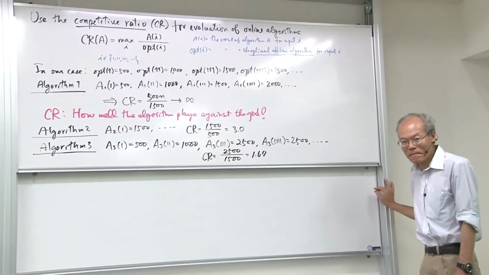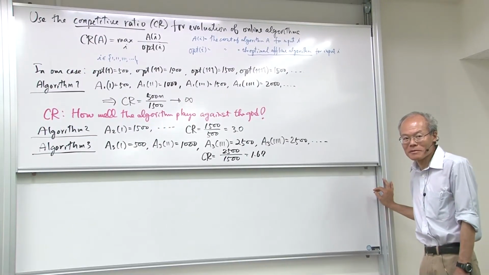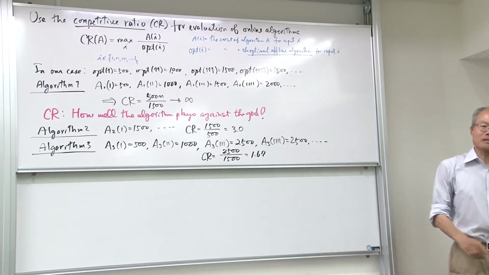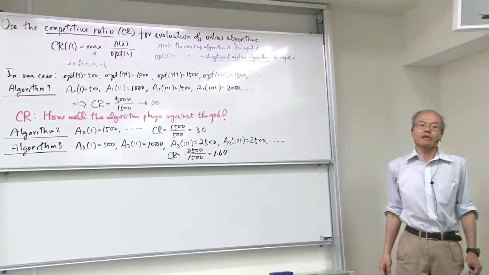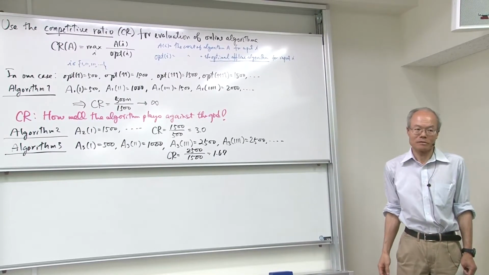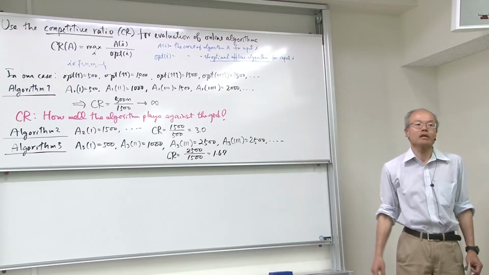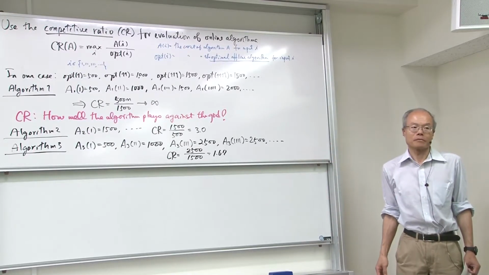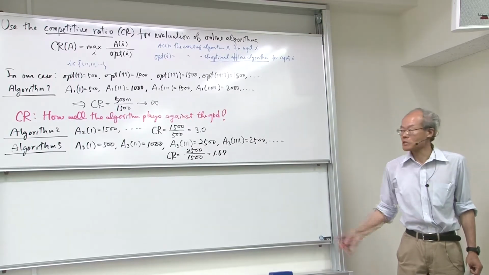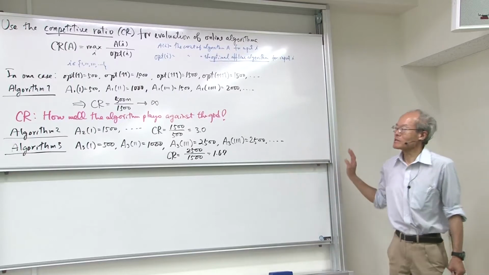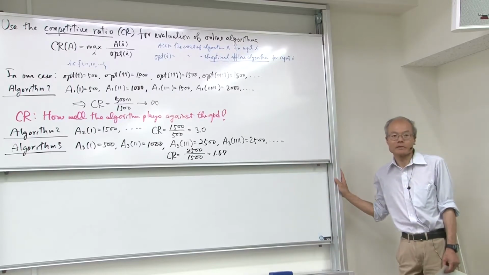What's the best algorithm? If you use this competitive ratio, we can say that algorithm 3 is the best among the 3 different algorithms. Actually, it's pretty easy. This algorithm 3 is optimal. You can never get strictly better algorithms. This is the best one. Clear? So this is the essence, the idea of online algorithms.